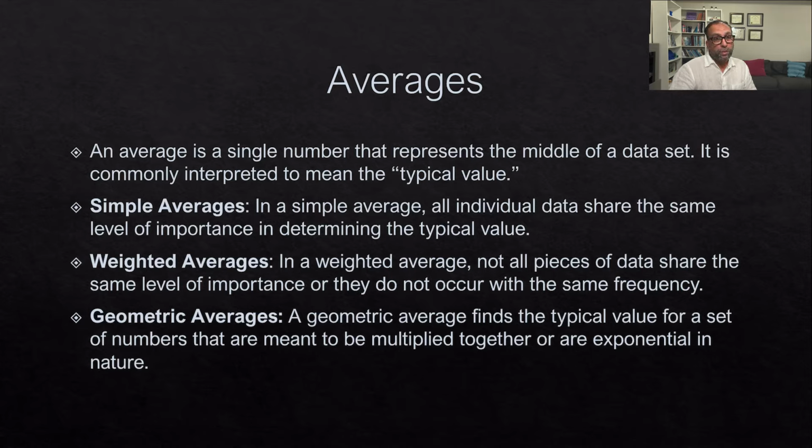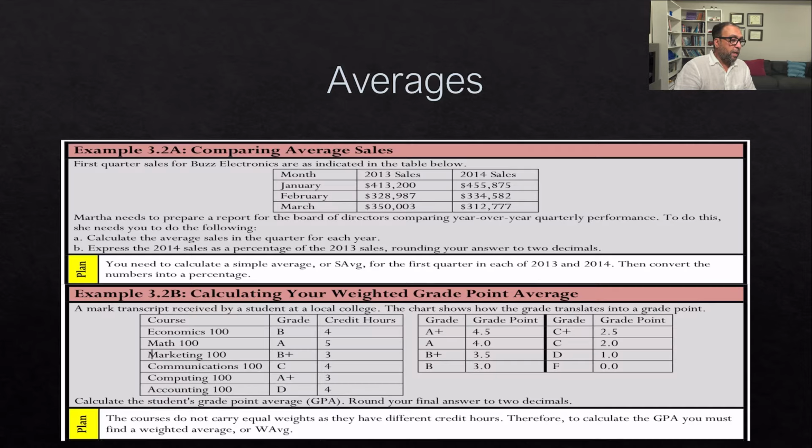We calculate it by multiplying through their weights, and then we add up and get the weighted average. Geometric average finds the typical value of a set of numbers that are meant to be multiplied together or are exponential in nature. So these are the things we can focus on.